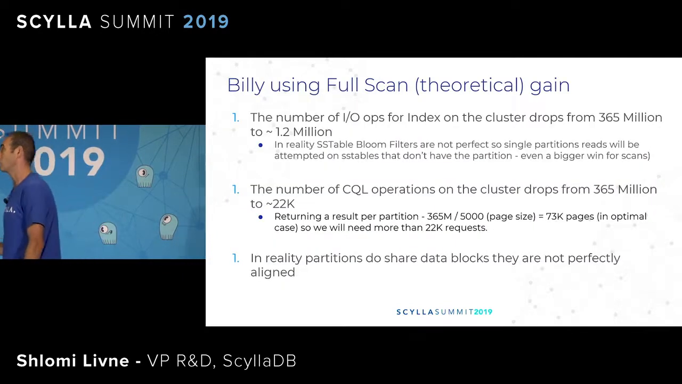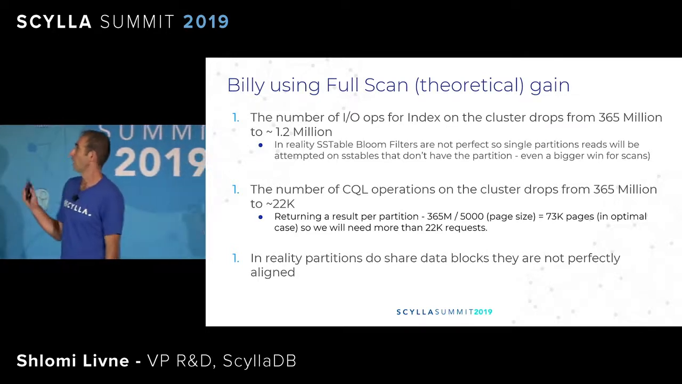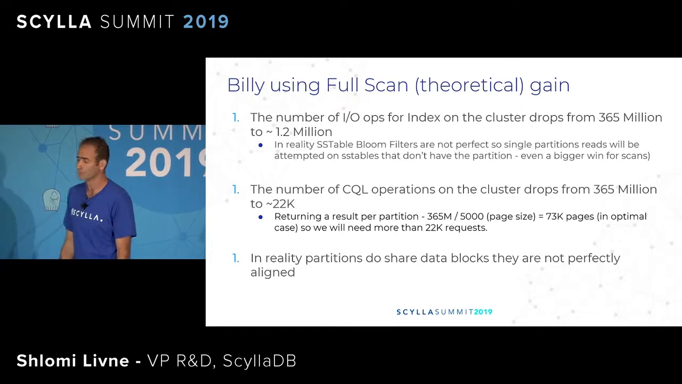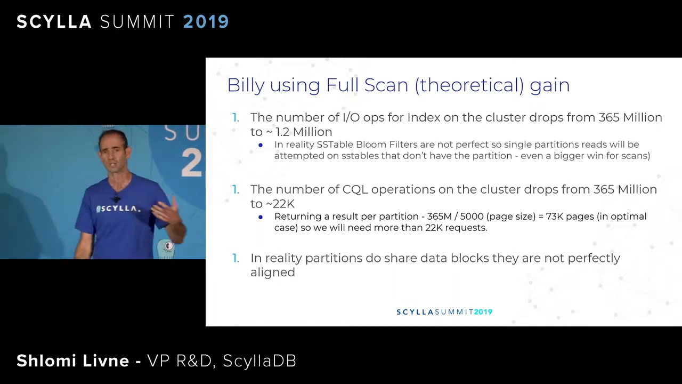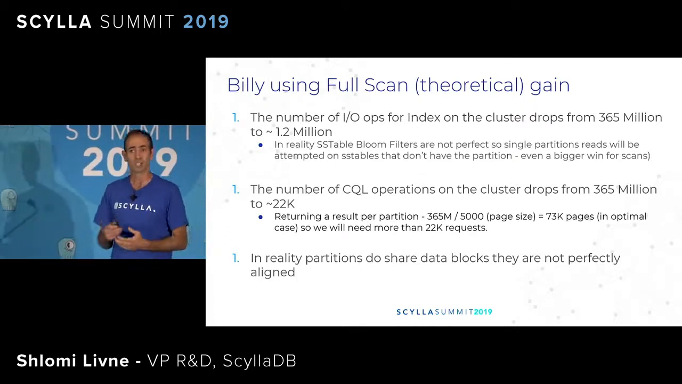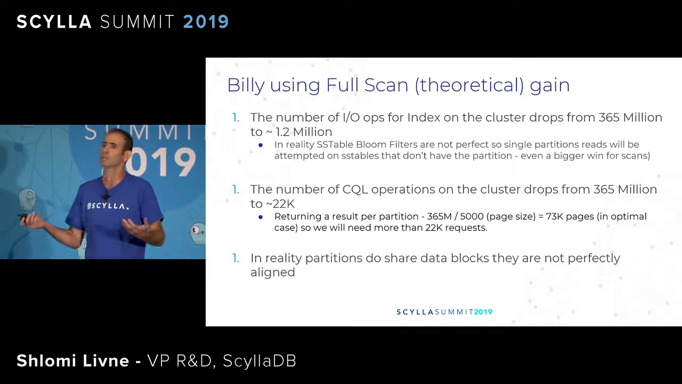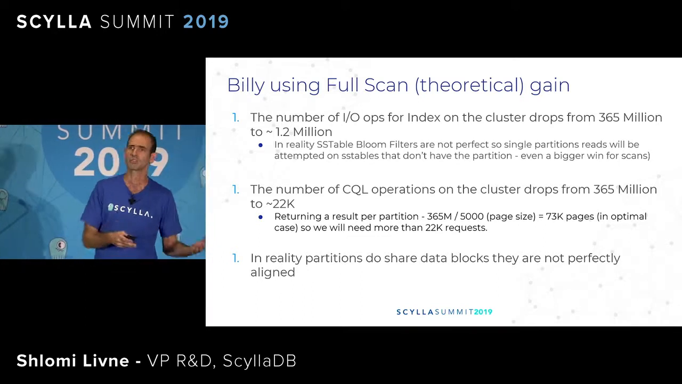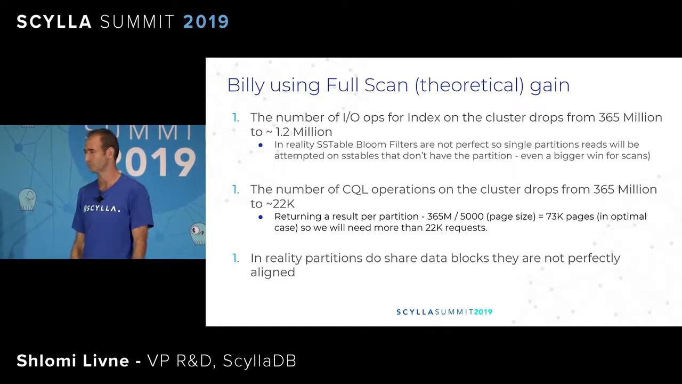So let's talk about the theoretical gain. The number of IOs for the index just dropped, but in reality, the difference is going to be even bigger. And that is because Bloom filters are not perfect. We're going to get false positives. So we're going to go to an index file and find out, well, the Bloom filter was incorrect, and the partition doesn't exist in the SS table.